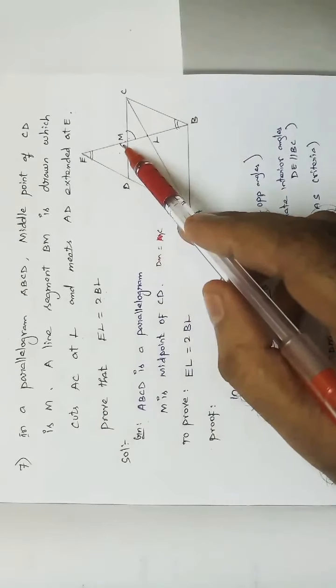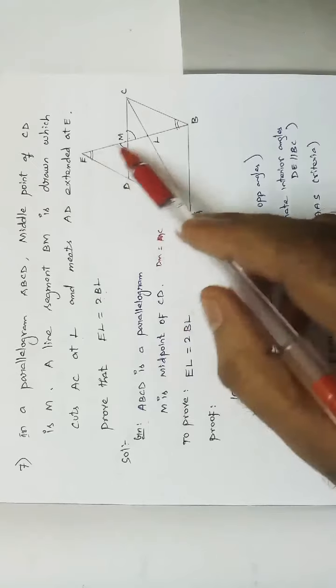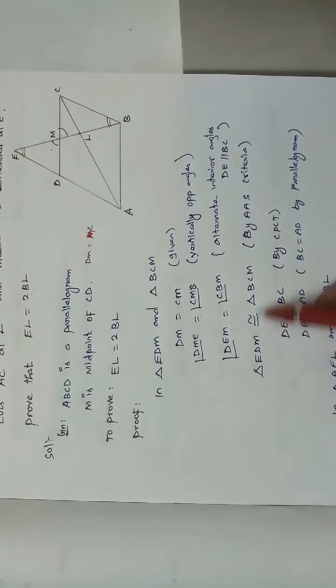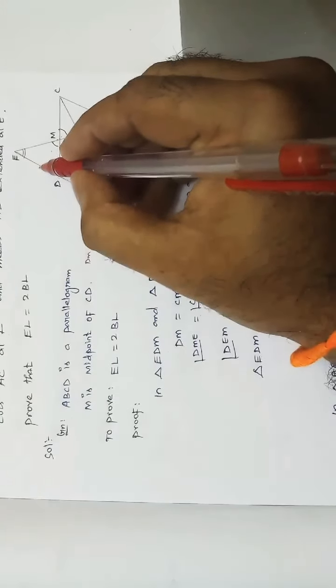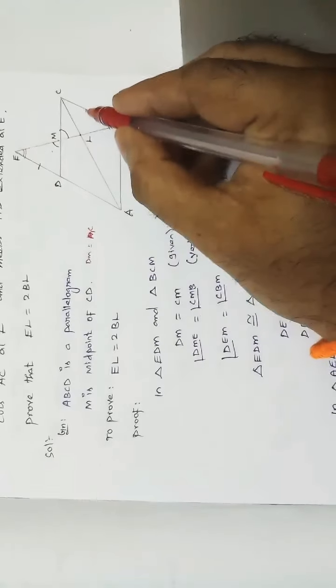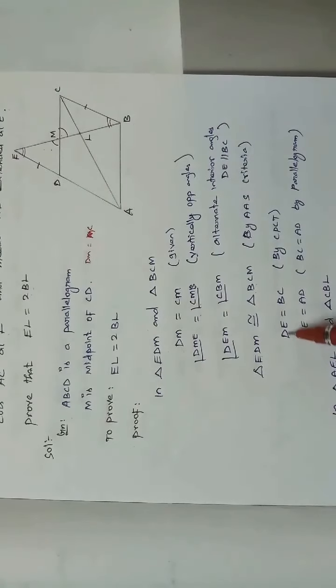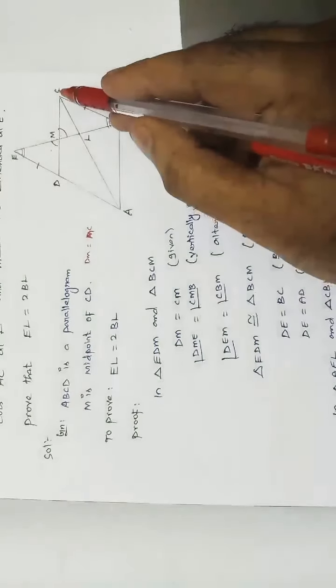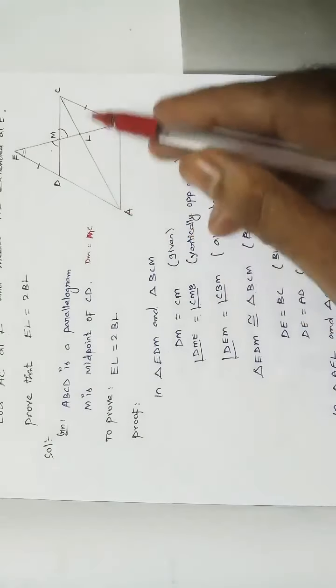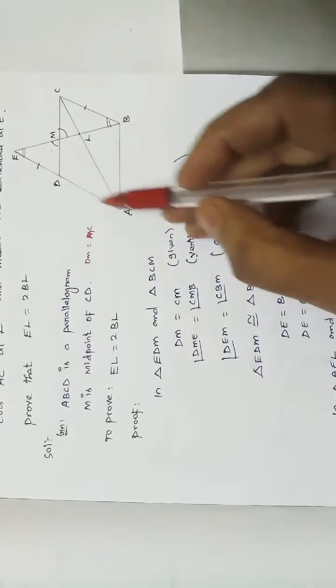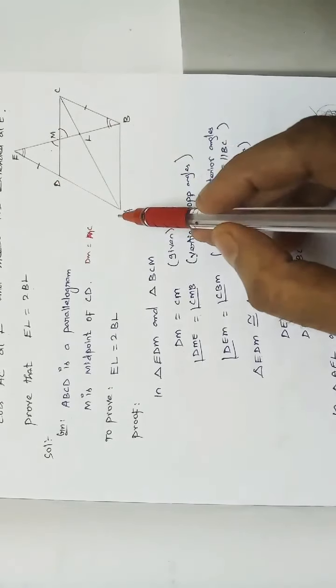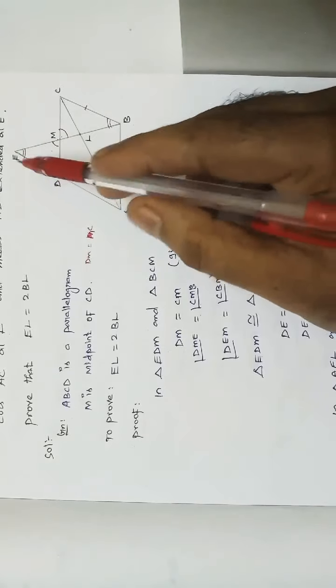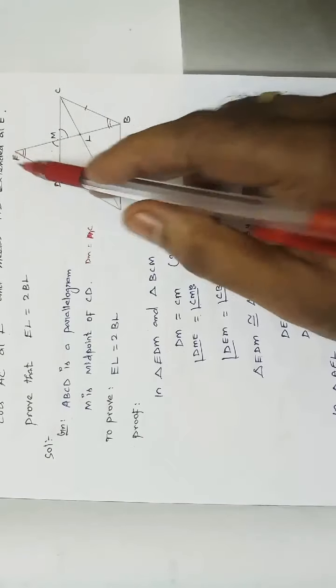So angle, angle, side: AAS. By the AAS criterion, these two triangles are congruent. If these two triangles are congruent, then by CPCT, corresponding parts of congruent triangles, these two sides are equal. Which two sides? ED is equal to BC. So already we know that BC is equal to AD because opposite sides of a parallelogram are equal. If BC is equal to AD, then AD is equal to DE.